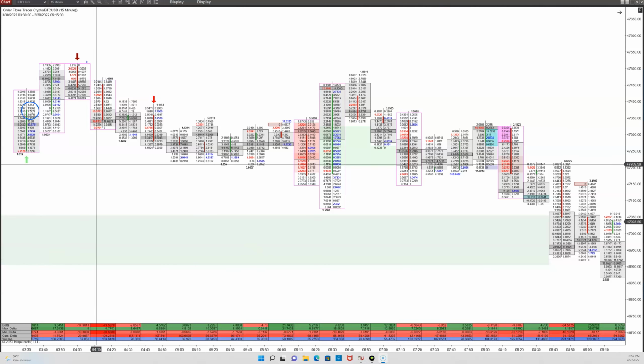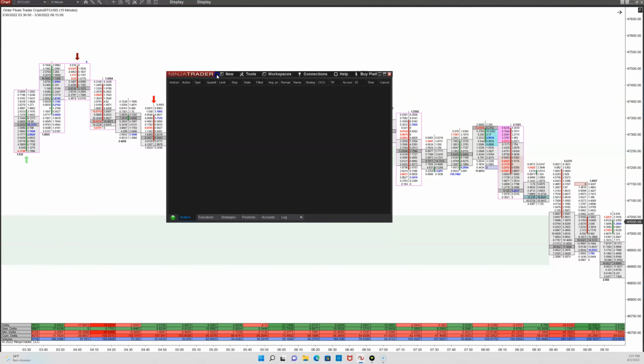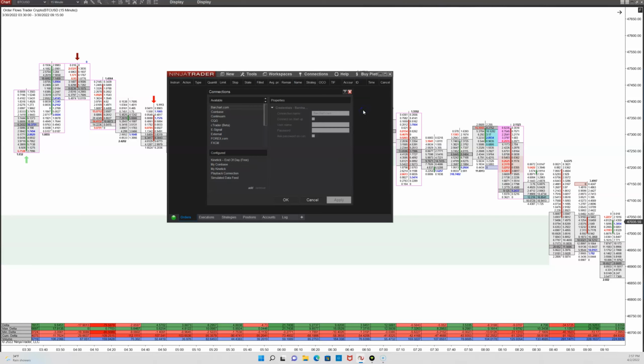Now, the data feed comes from Coinbase. A few traders have asked me, where am I getting my data feed? If you're using NinjaTrader, you can go to connections and connect to Coinbase right in here for free. It's very simple to set up. You just find it under connections, click on it and add it. I already got it added, but you don't have to enter any username or password.